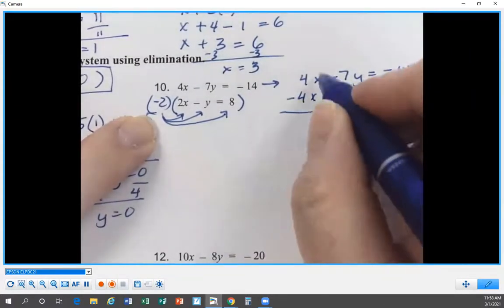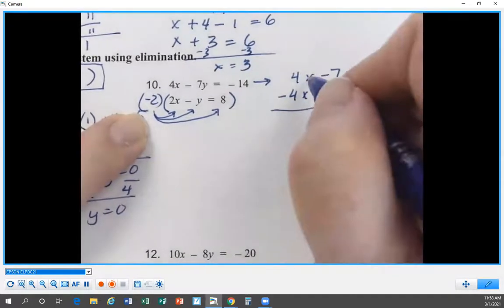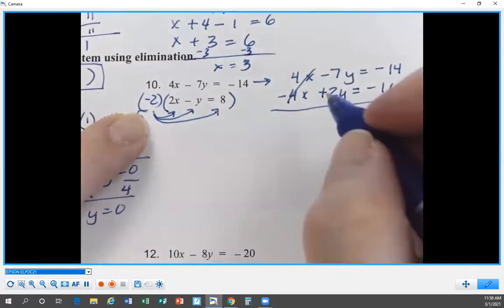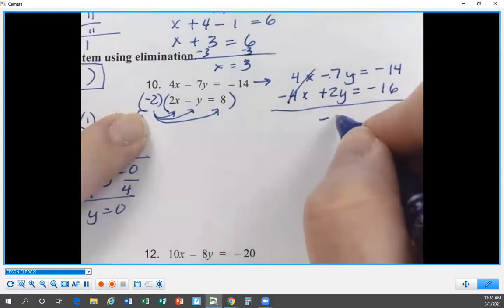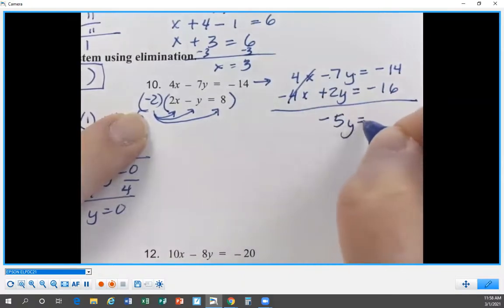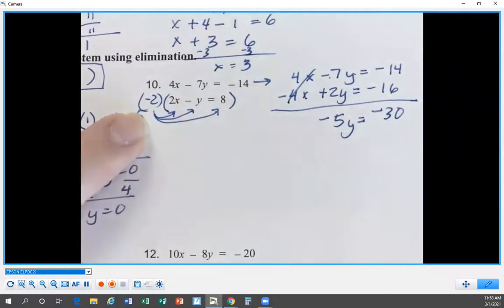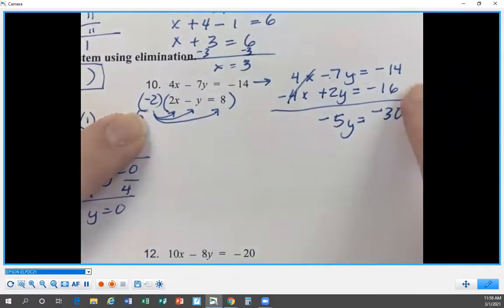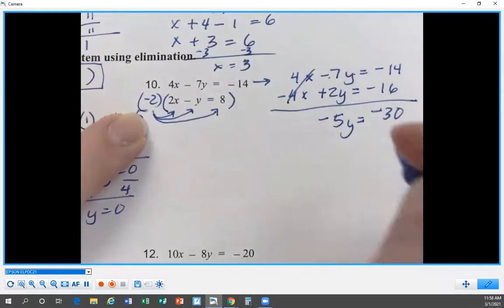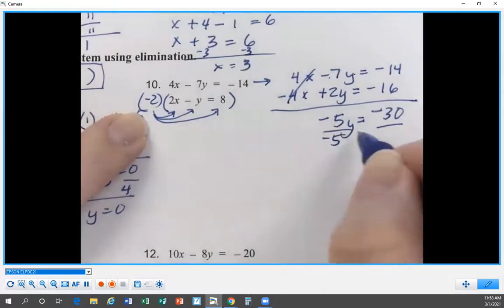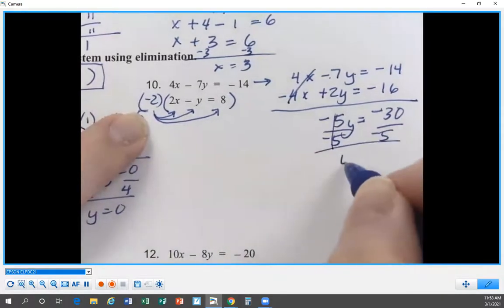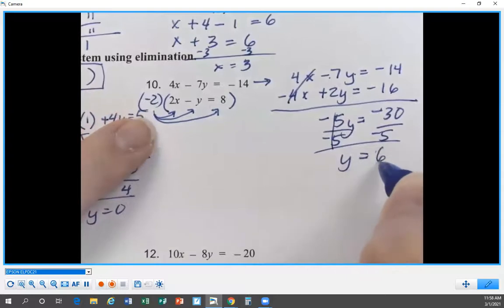Okay, then I can combine the equations. 4x minus 4x cancels out. Negative 7y plus 2y is negative 5y. And negative 14 minus 16 is negative 30. Divide each side by negative 5 to get y equals positive 6.